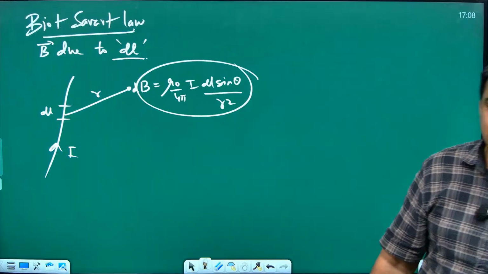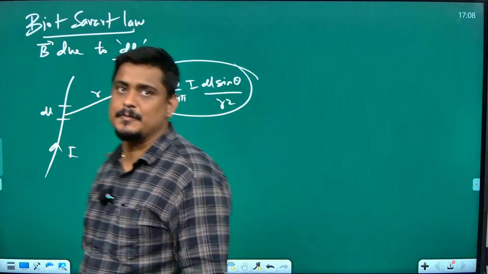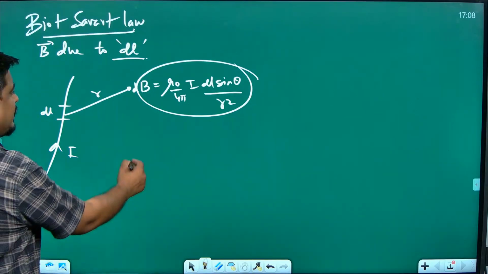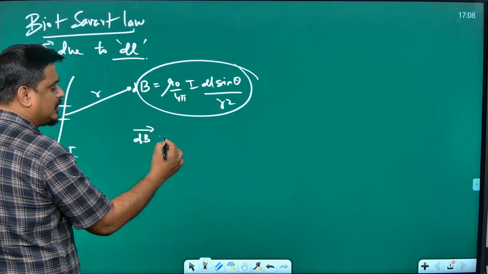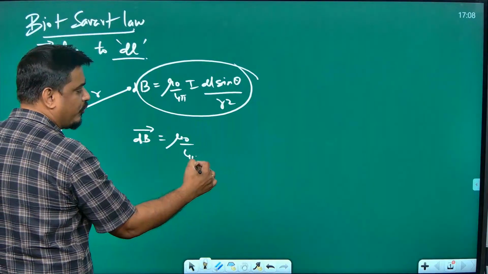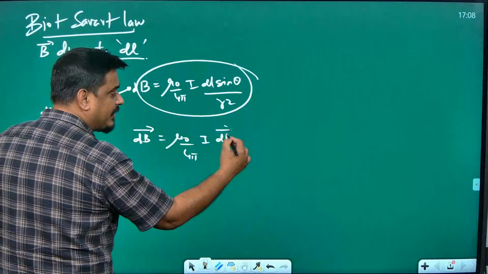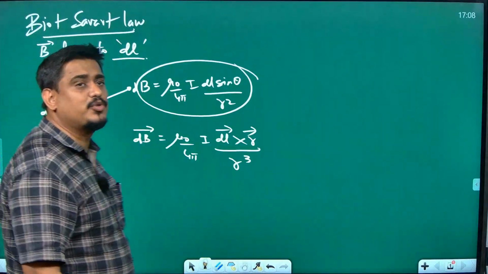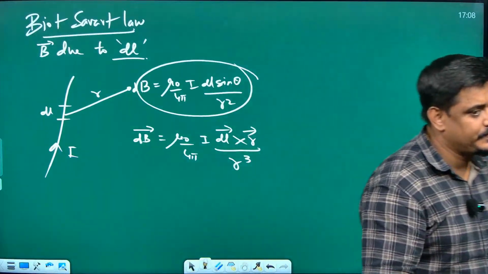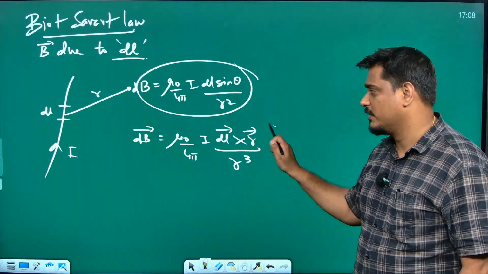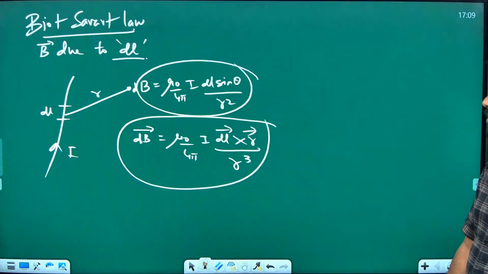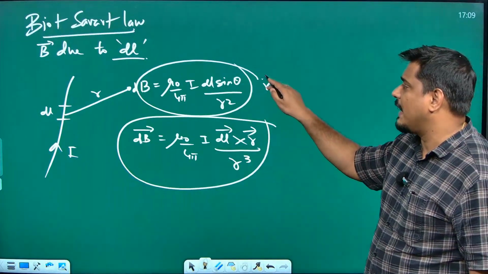This is the value of magnetic field due to a current element. This is the scalar representation of magnetic field. If you want the vector representation, never forget: dB vector is equal to mu naught by 4 pi, I dl vector cross r vector by r cube. Sometimes you will forget this cube sign. If you write square here, it is wrong. So in vector form, it is dl vector cross r vector by r cube. Moreover, here I will put an r cap direction.